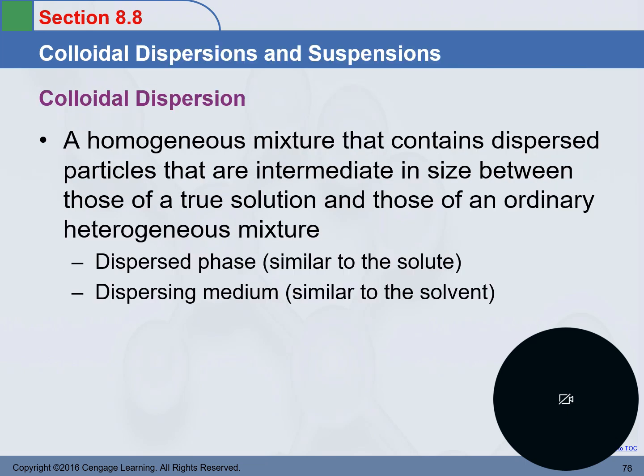For section 8.8, we're going to focus on the basis of properties and identify a given mixture as a solution, a colloid dispersion, or a suspension. So looking at a colloid dispersion first, that's a homogeneous mixture that contains dispersed particles that are intermediate in size between those of a true solution and those of an ordinary heterogeneous mixture. We can look at a couple things. We can look at dispersed phase and the dispersion medium.